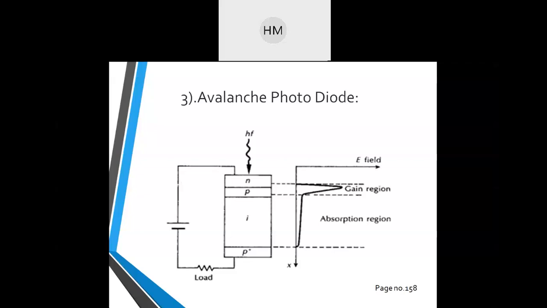Again, it is connected to the reverse bias. In some books, this I is denoted by pi. Okay, it is denoted by pi intrinsic layer. APD, the reach through APD. This is reach through process because here carrier multiplication is achieved with a structure having very little excess noise, designed by reach through construction.